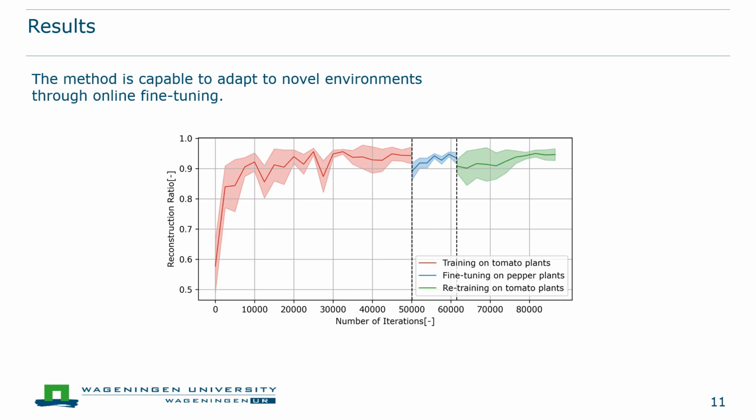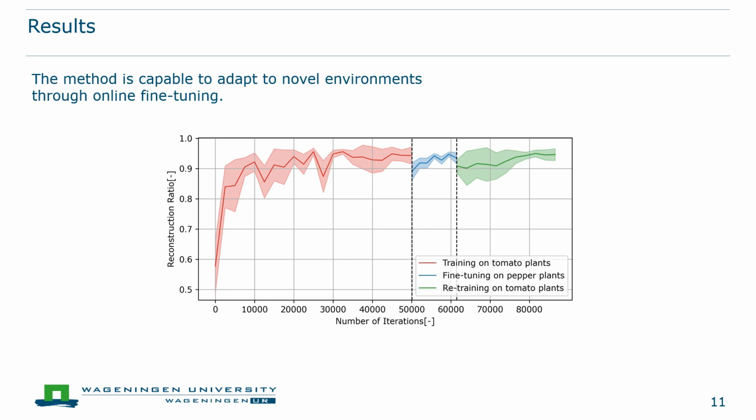We further evaluated the method's adaptability to novel environments through online fine-tuning. First, we pre-trained the model on tomato plants, and it is clear that the performance improved significantly as training progressed. Next, we fine-tuned the model on pepper plants. We observed that even without any fine-tuning, the knowledge learned from tomato plants generalized very well to pepper plants. And with minimal additional training, the model quickly converged. Finally, when we trained the model back on tomato plants, the performance slightly decreased. This is likely because the previously learned knowledge was partially forgotten when it has been used a long time for a different environment.